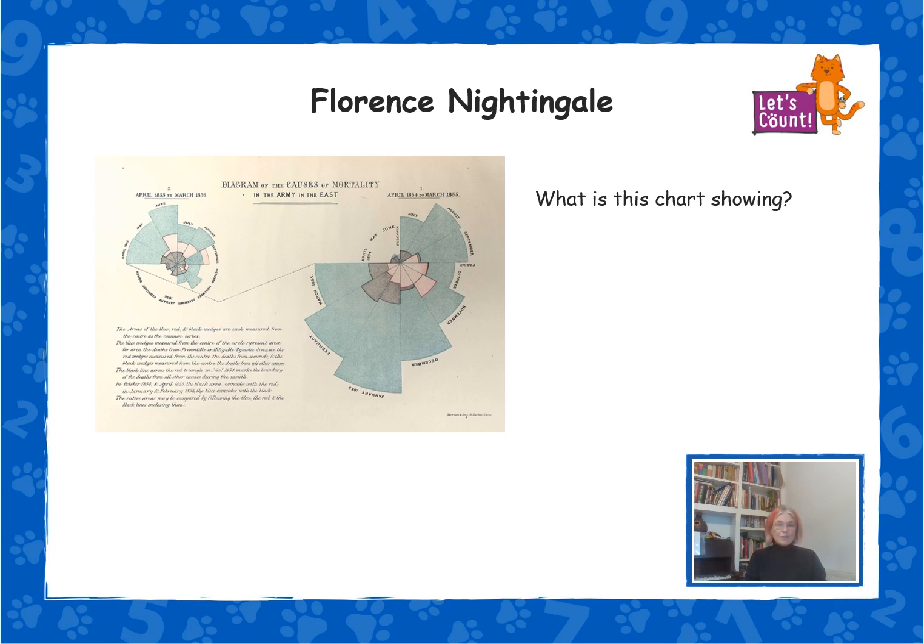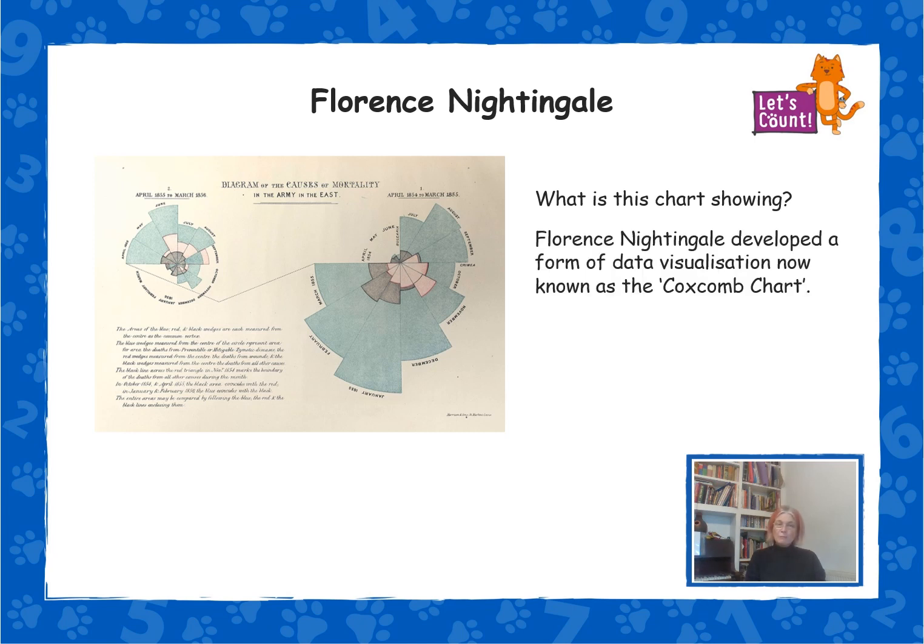This is a chart that Florence Nightingale developed herself, and she called it the coxcomb chart because it looks a bit like the bit you get on the top of a chicken's head, and that's called a coxcomb. It's a sort of pie chart. Looking at the key, you can see what the different coloured areas represent.